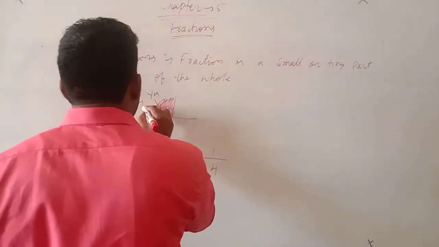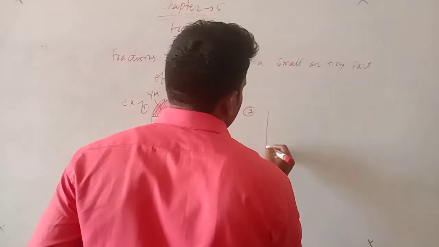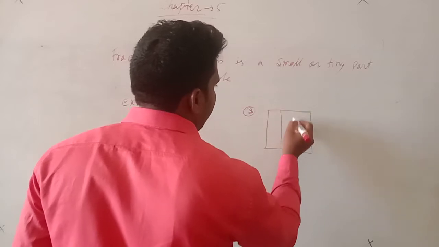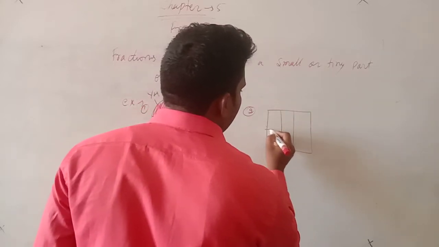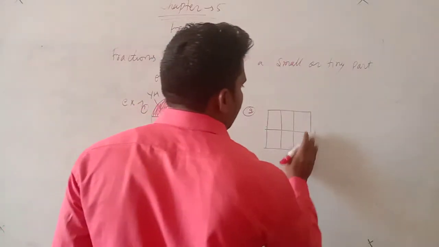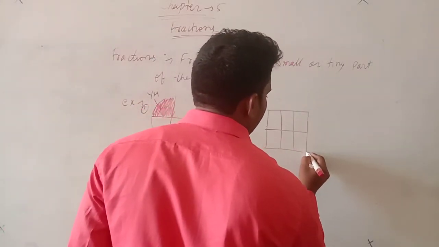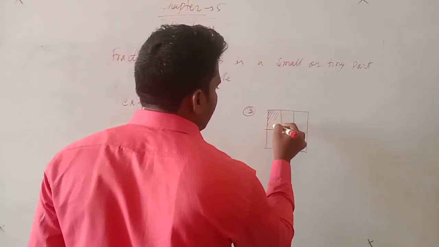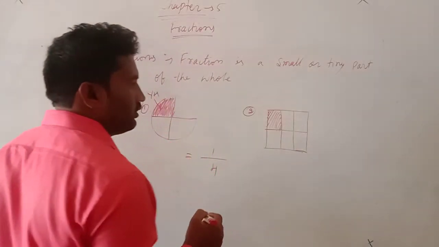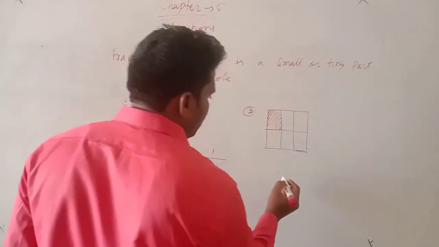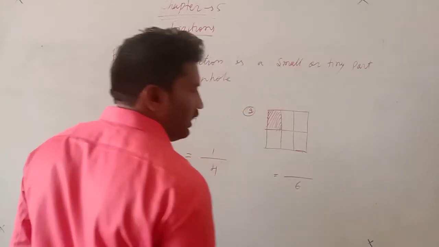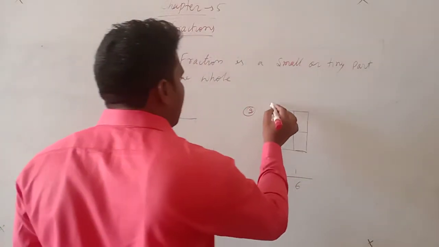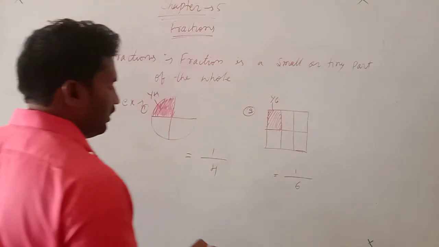Now a second example. So it is one total whole. I am dividing this whole into 6 equal parts. Okay, I divided this whole into 6 equal parts, and I am taking only one part. This total whole is divided into 6 equal parts, and I want only one part. So this can be written as 1/6.